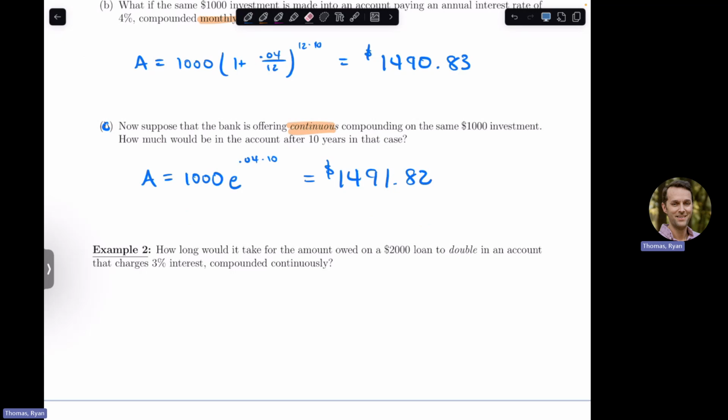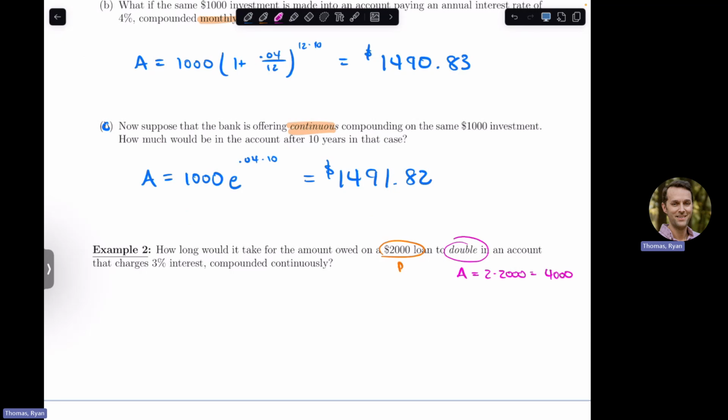All right, let's talk about setting it up. How long would it take for the amount owed on a $2,000 loan to double in an account that charges 3% interest compounded continuously? Okay, so just start throwing out stuff that you see there. We're taking a $2,000 loan. That's P. We want to figure out something about it doubling. That means A is 2 times 2,000. So 4,000.